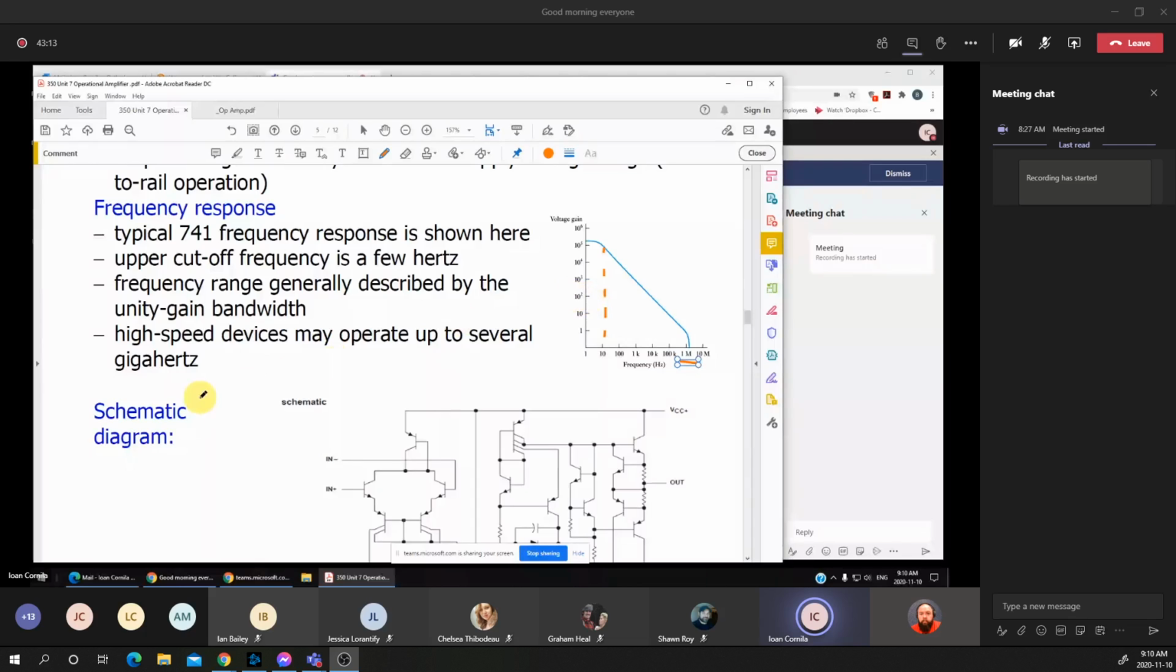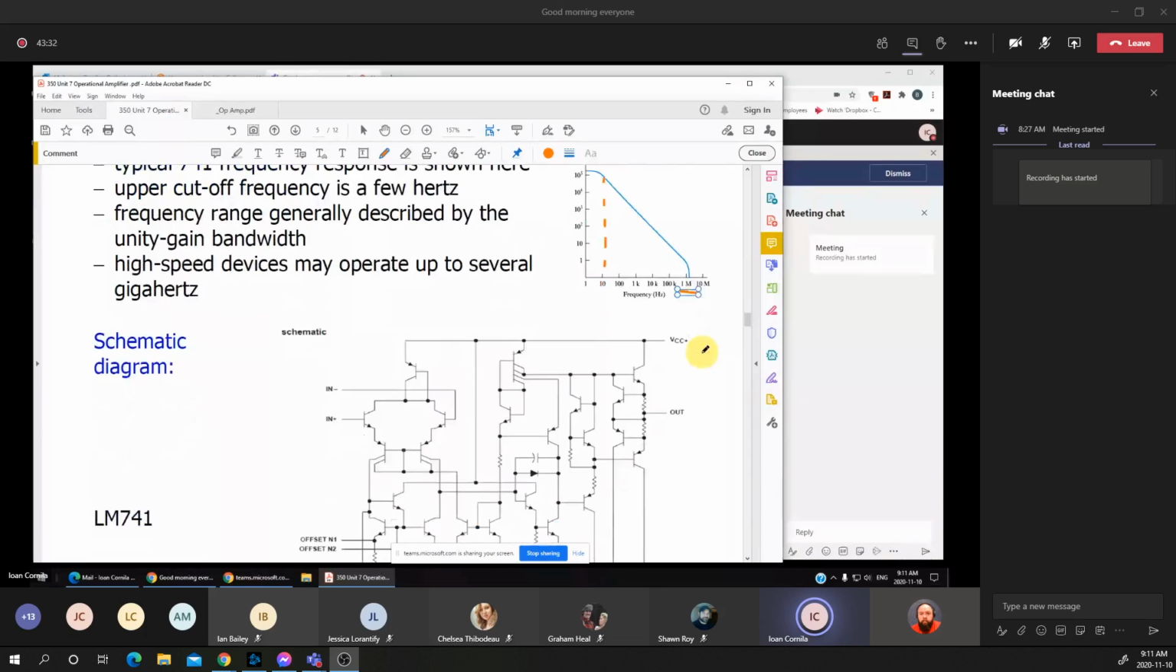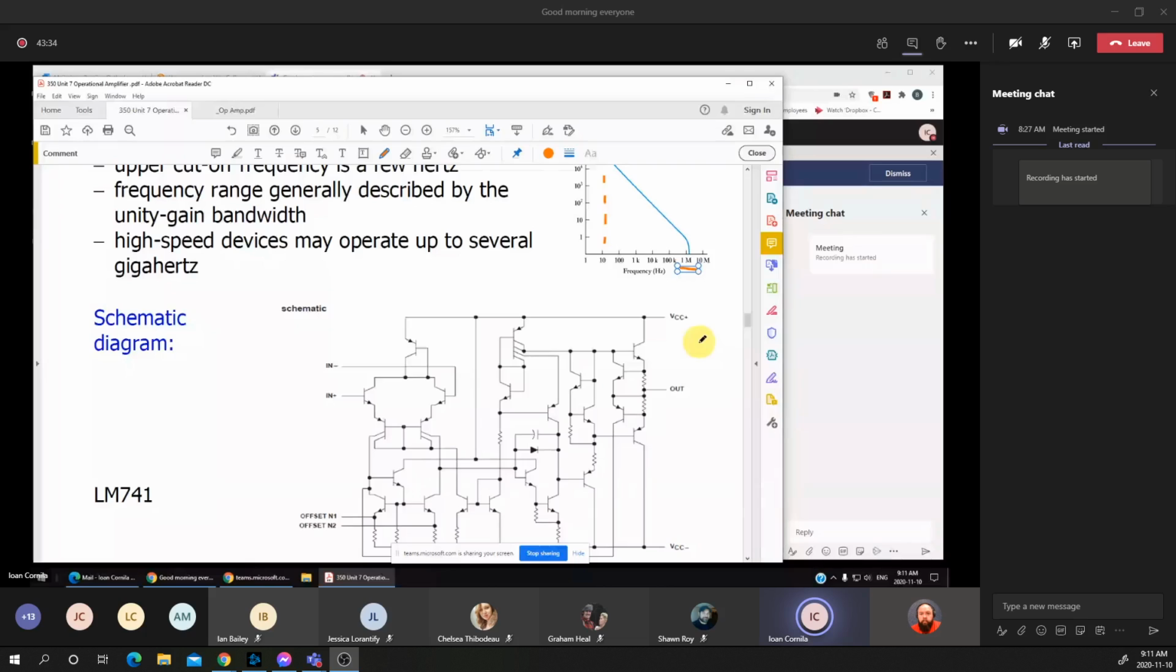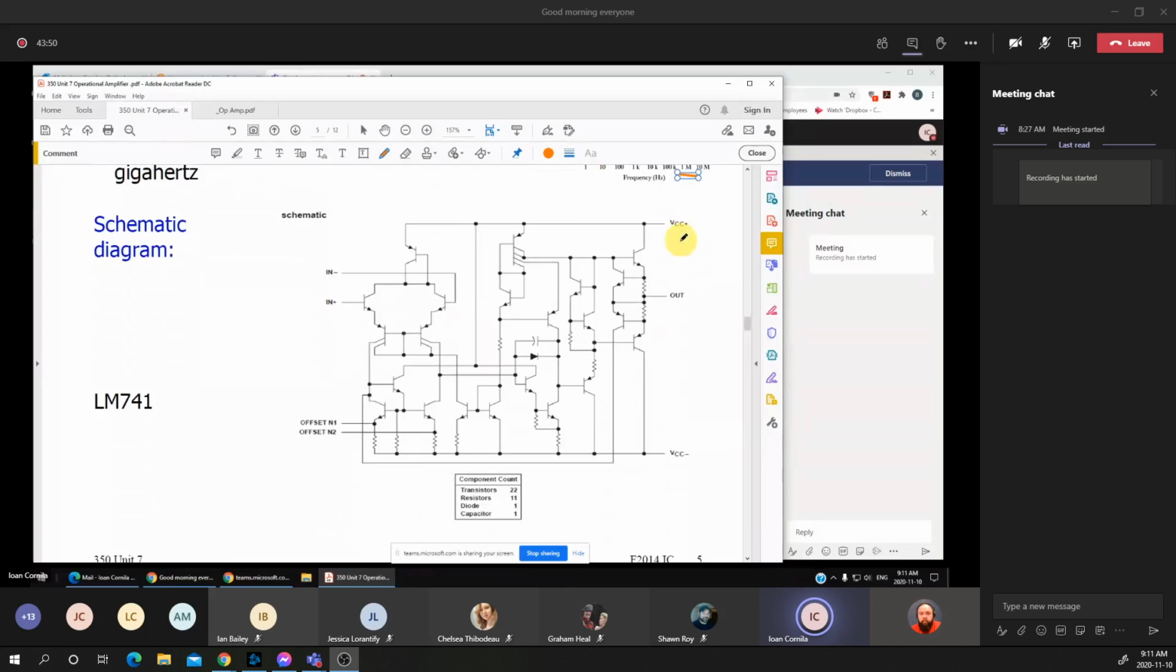Some high frequency devices may operate at a very high frequency, like gigahertz. You notice that the limitation of this op amp 741 for basic applications is about 1 megahertz frequency. That's why for large frequencies, or for any frequencies above 1 megahertz, 2 megahertz, we may have to use a different op amp or a different series of op amps.